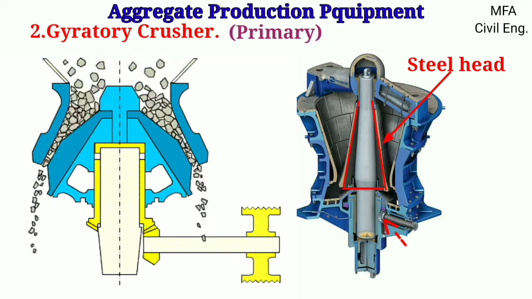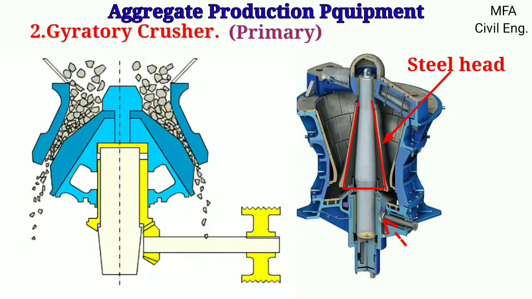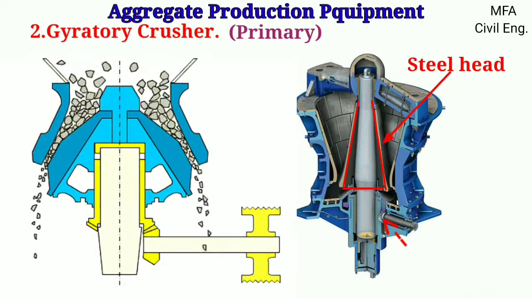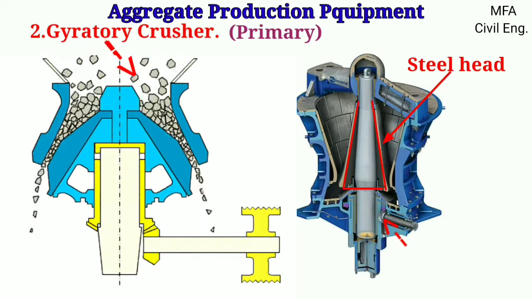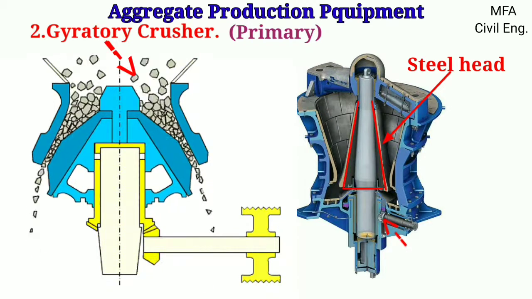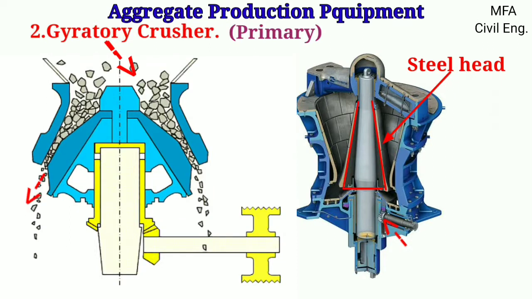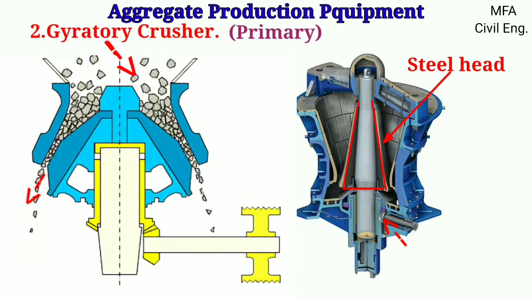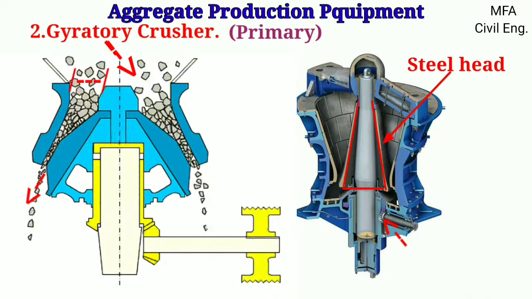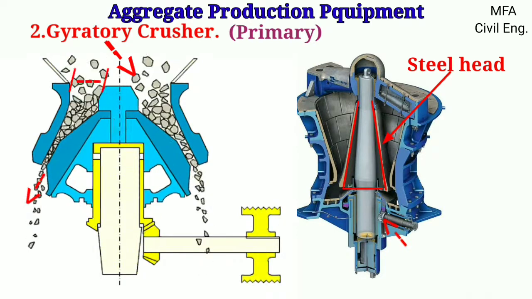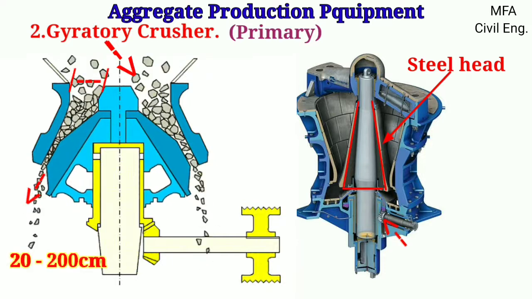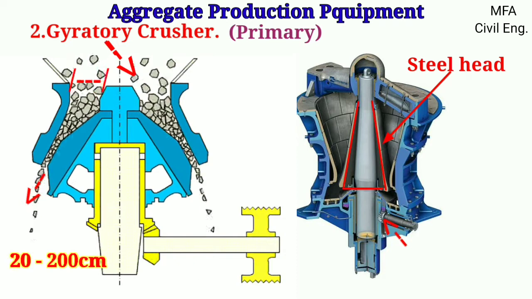Thus, as the cone is rotated, the gap between itself and the wall changes from maximum to minimum for each cycle. The rock is fed into the chamber at the top and as it moves downward, crushing is done and it finally emerges through the bottom gap. The size of this type of crusher is the width of the receiving opening, measured between the concave and the crush head. It is available in sizes varying from 20 cm to 200 cm.